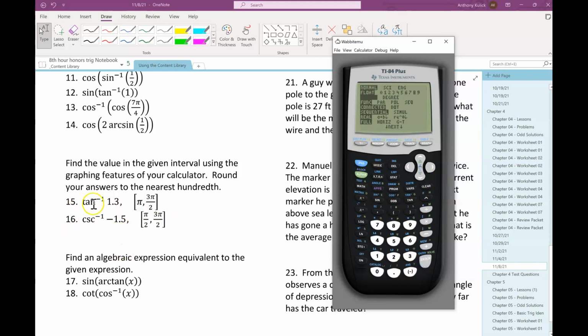And then what I'm going to do is I'm going to graph cosecant, regular, and negative 1.5. Cool. And I'm going to change my window to go from pi over 2 to 3 pi over 2. Just like it's given there.